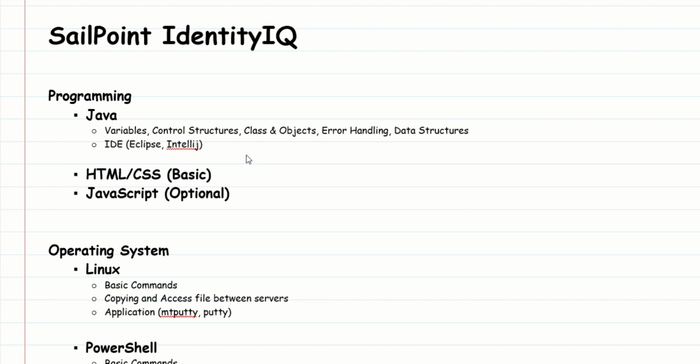Same way for JavaScript, a basic knowledge: how JavaScript is integrated into HTML pages, how it is called, and how we use JavaScript in basic web applications. Basic knowledge is enough for HTML, CSS, and JavaScript. But on Java programming, the concepts which I mentioned, like variables and if loops, those things you need to understand, similar to how you use BeanShell. It's the same thing.